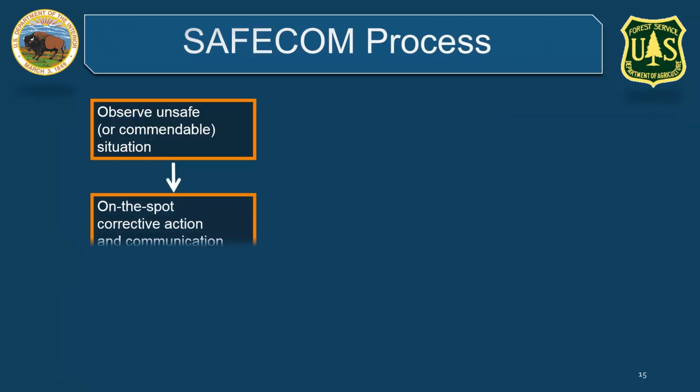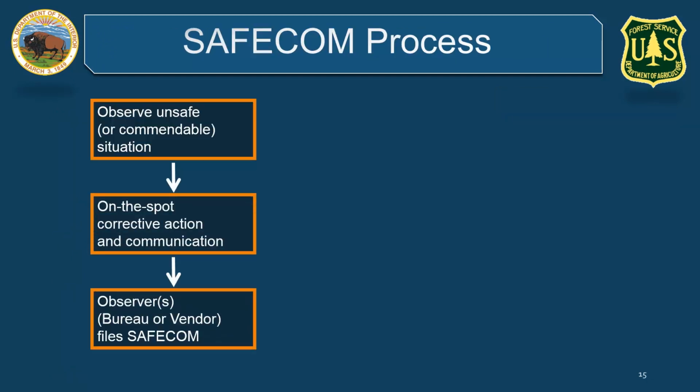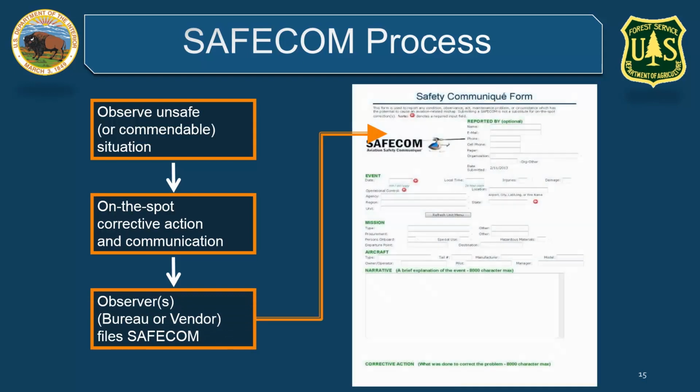Here's how the Safecom process works. You observe an unsafe or perhaps even a commendable situation. You do the on-the-spot corrective action and communication. The observer, whether it's bureau or vendor, files the Safecom, goes to the website and fills out the safety communication form.